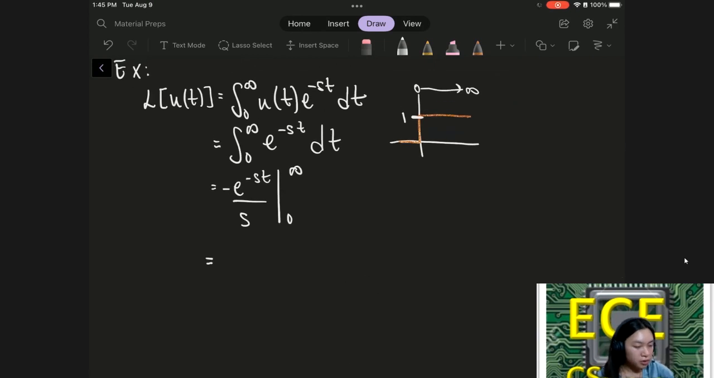This equals minus 1 over s times the limit as t goes to infinity of e to the minus s t, minus 1, because it's going from 0 to infinity. And e to the 0 is 1. Then you need to find what it is going to infinity. That's why there's a limit.